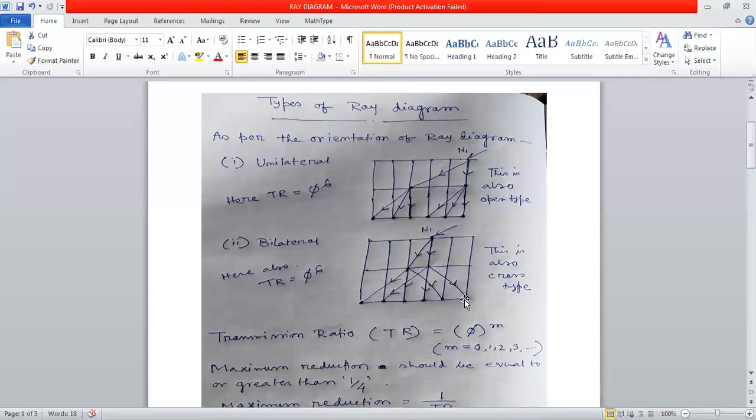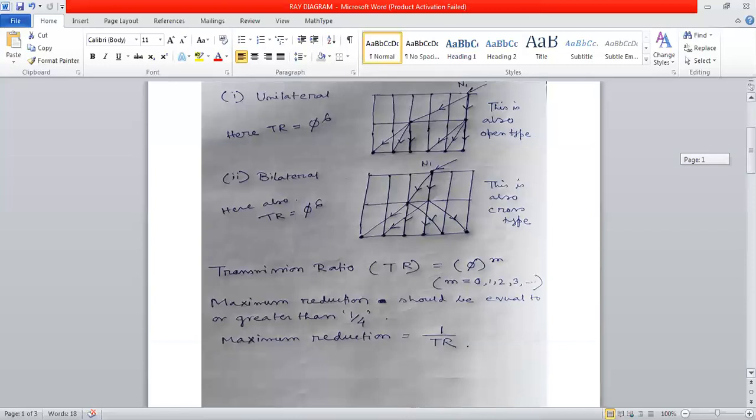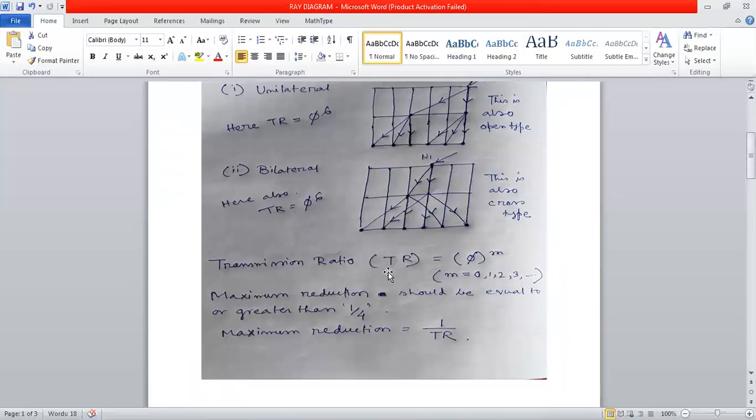After that we have to teach the transmission ratio. What is the transmission ratio? Transmission ratio, here denoted by TR, is equal to the common ratio to the power m. So the maximum reduction we can calculate from here: the maximum reduction of loss function, 1 by transmission ratio, should be equal to or greater than 1 by 4. We have already checked the feasibility by this loss function.